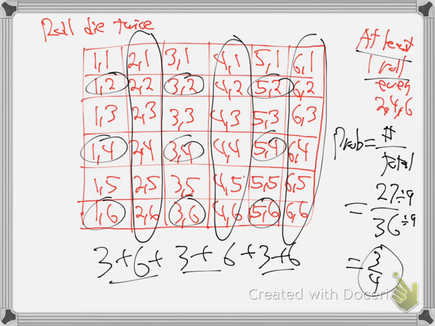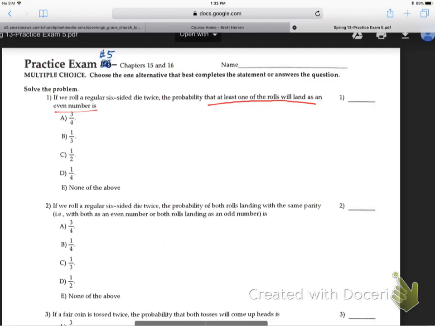All is well. There's number 1. So 3/4, 8. Question 2. If we roll a regular 6-sided die twice, same thing. Doesn't matter. 2 dice, 1 die twice, whatever, same thing. Probability that both rolls land with same parity. That's a weird word. Both even or both odd.